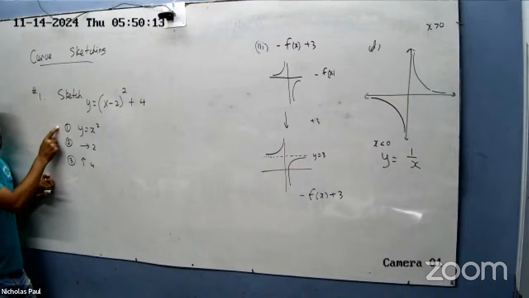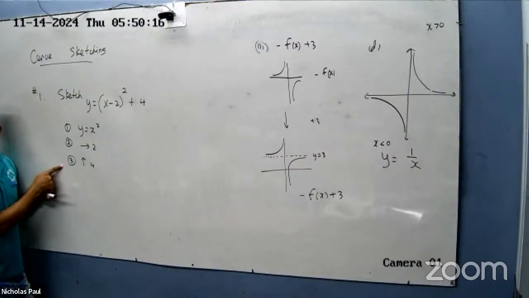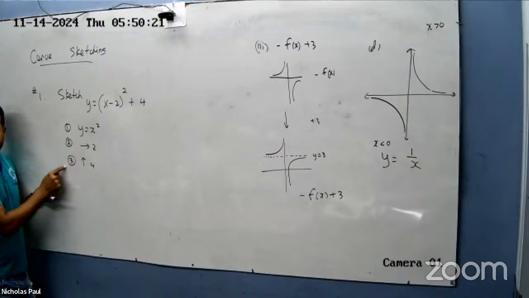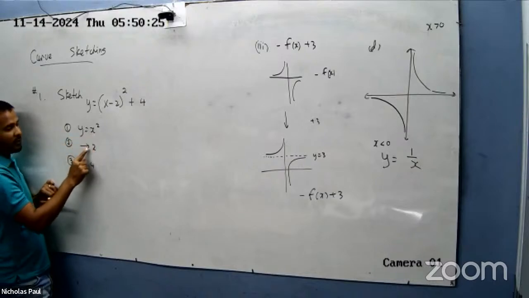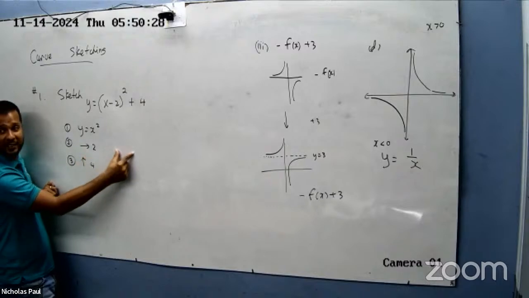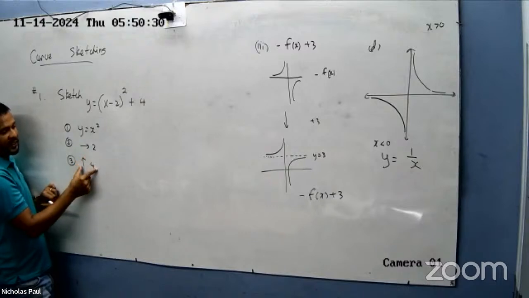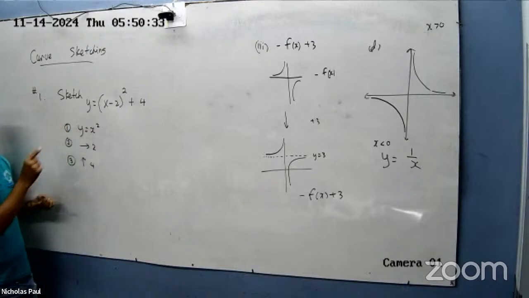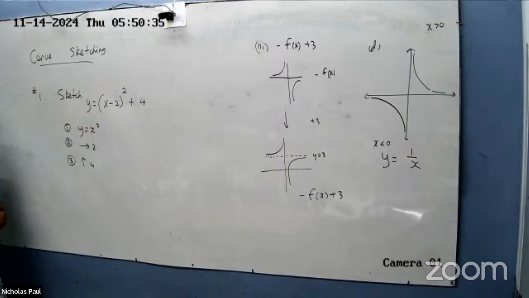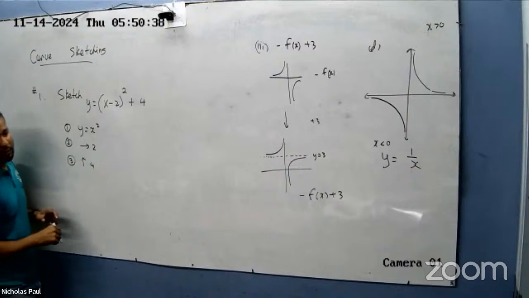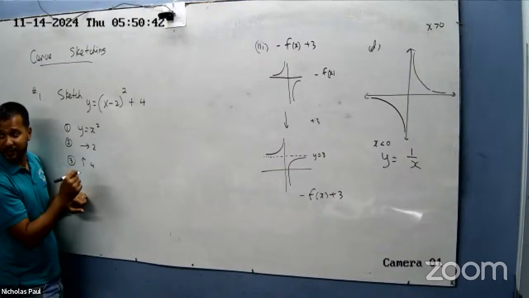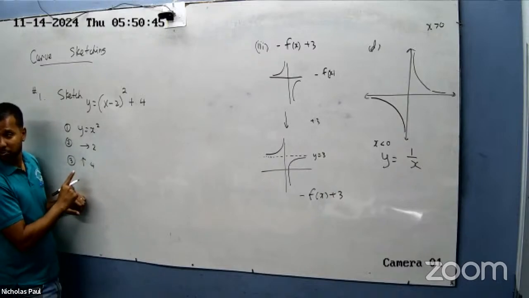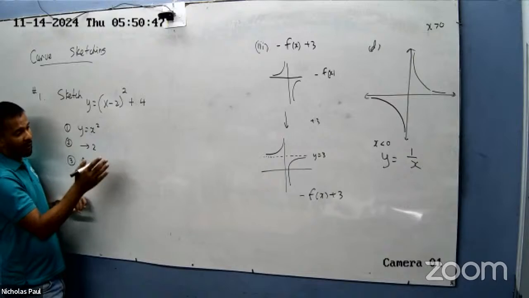So these are the 3 stages that we're going to take. Stage 1, we're going to start with y is x squared. Stage 2, we're going to shift it to the right 2. And stage 3, we're shifting it up 4. You understand with that? So watch here. I'll try it first, and I'll let you try the next one.